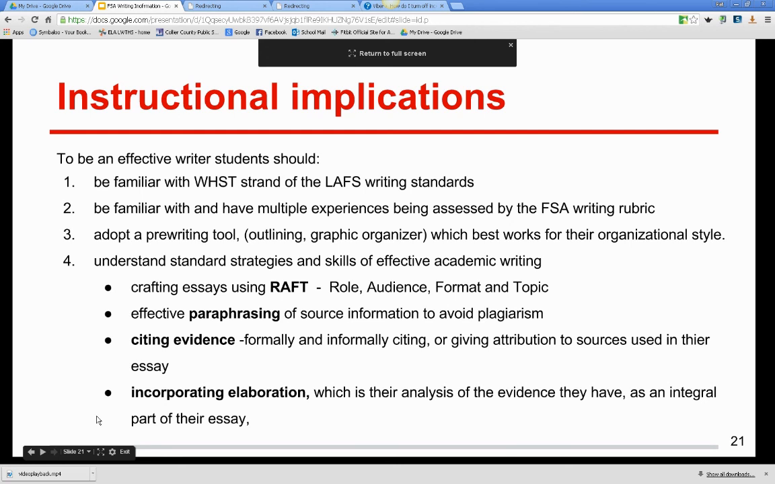So those are things that you're probably already addressing in your classroom. Now, as we move forward to the FSA assessment, if you need any assistance with any of these specific skills or strategies, I'll be happy to come in and assist you with them.